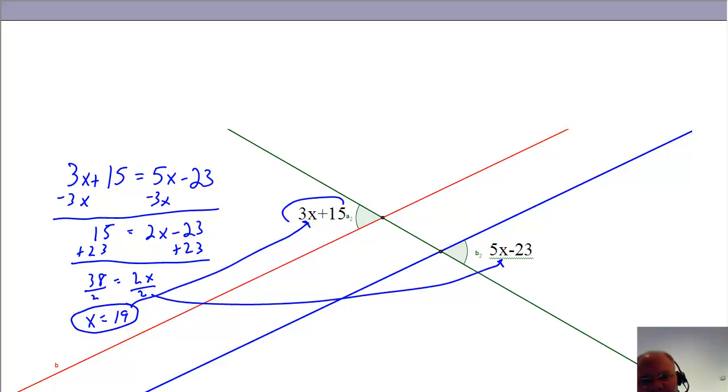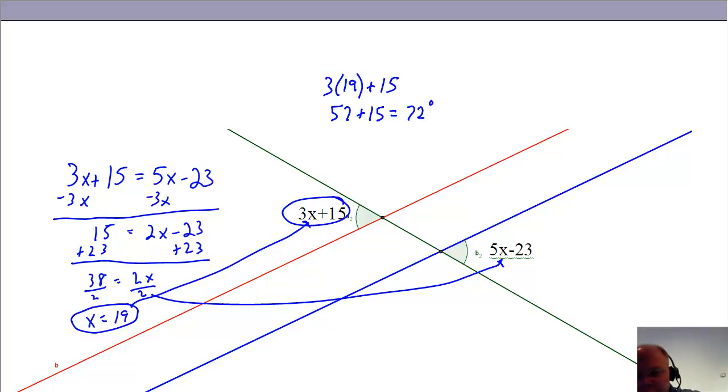I'm going to plug it into this one first. I'm going to take 3 times, instead of x I'm going to put in 19, and then add 15 to that. If I do that, I have 57 plus 15, which would be 72 degrees.